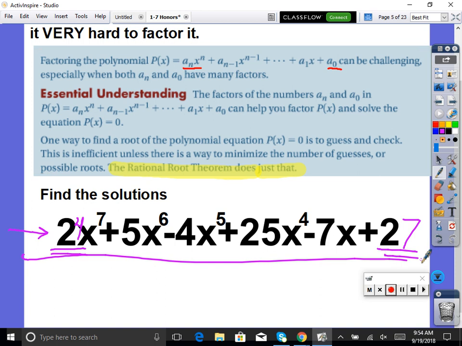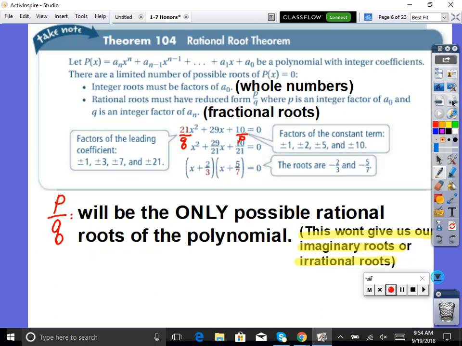Then it might not be so bad, right? So that's what the rational root theorem is. It's a way to narrow down the possible solutions. So everybody, right here is what we're going to be writing down. So here's the rational root theorem.